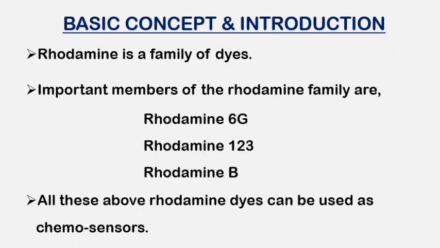Rhodamine is a family of dyes in which different types of dyes are present, such as rhodamine 6G, rhodamine 123, rhodamine B, etc. All these rhodamine dyes can be used as chemosensors. A chemosensor basically means a chemical compound or dye which can sense or detect the presence of metal ions in the sample.